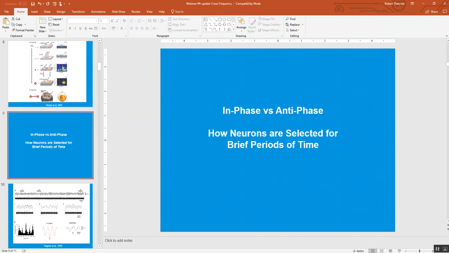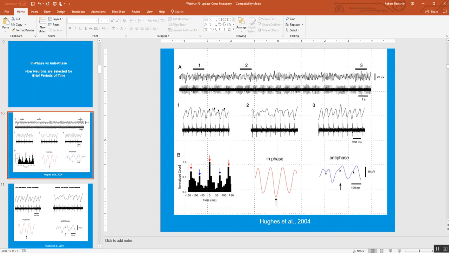So how are neurons selected for brief periods of time? Well, the short answer is neurons are shifted in phase to the local field potential when they're selected, and they're suppressed by shifting them antiphase. And this has been shown in many studies. This is a study by Hughes et al., 2004. This is reviewed in great detail in the Handbook of Quantitative EEG and EEG Biofeedback, but it's also available by a simple Google search or a search of the National Library of Medicine.